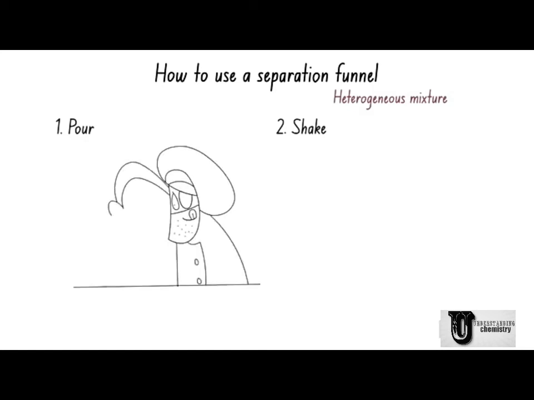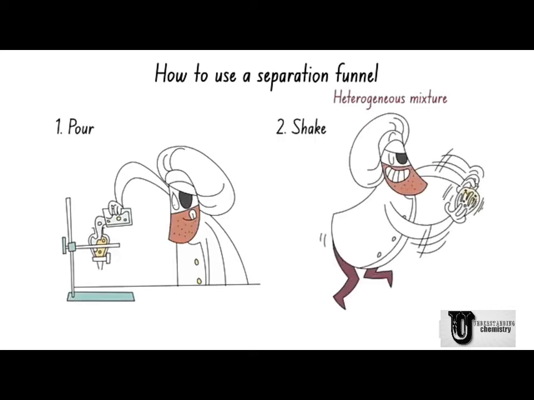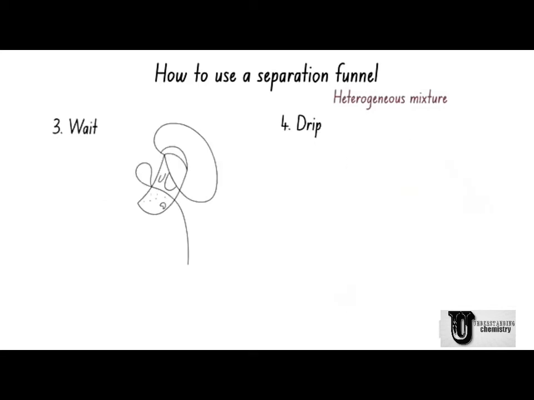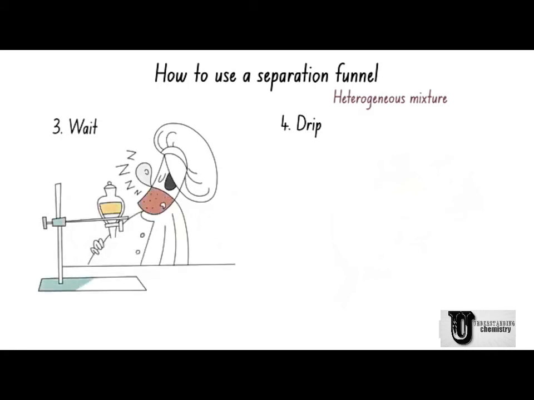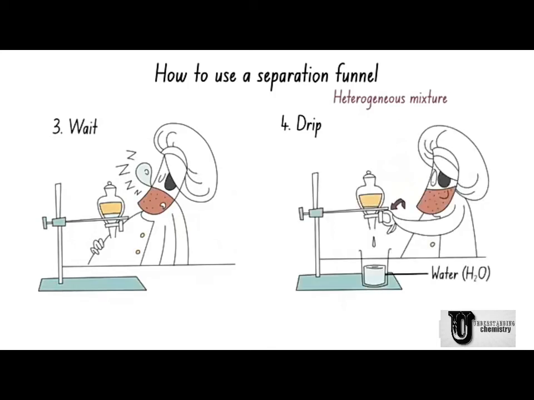Cookie could pour the mixture of water and lamp oil into a separation funnel and shake it. Once the mixture settles, the more dense water would rest at the bottom of the funnel, while the less dense lamp oil would float on top. The water could be run off through a tap at the bottom of the separation funnel, leaving pure lamp oil in the funnel.